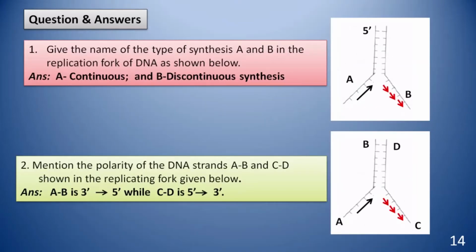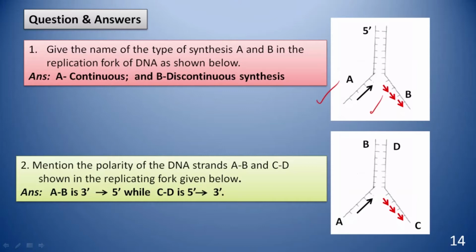So here are a few very small questions I have mentioned, so that you can check yourself whether you have understood or not. First question is, give the names of the types of synthesis A and B in the replication fork as shown below. Here you can see in the figure. A is continuous and B is discontinuous. You can understand in a very simple way.